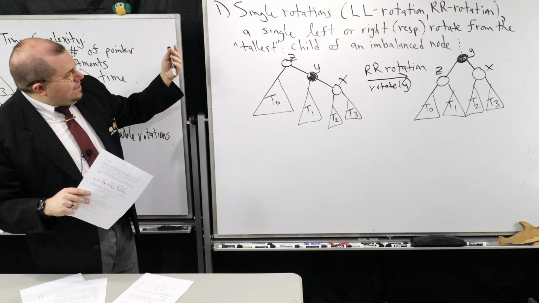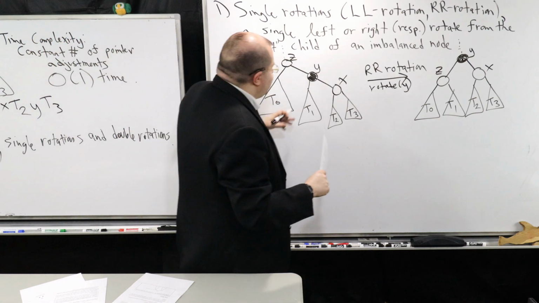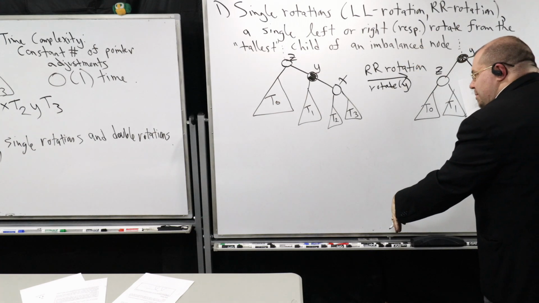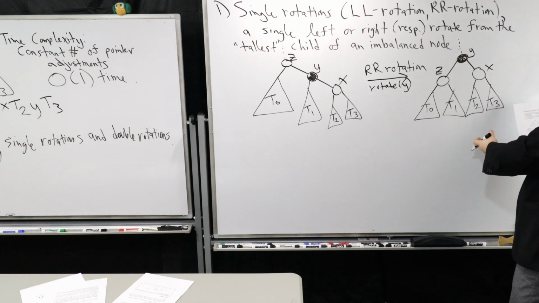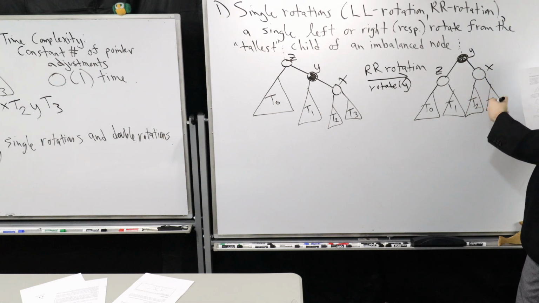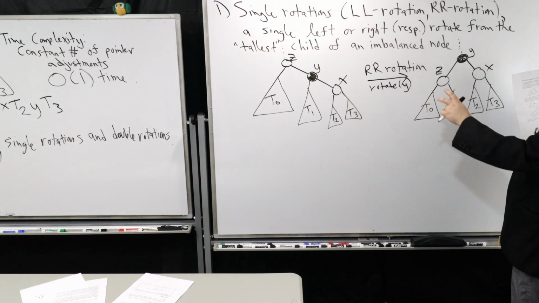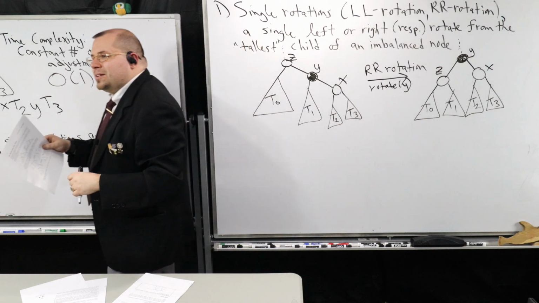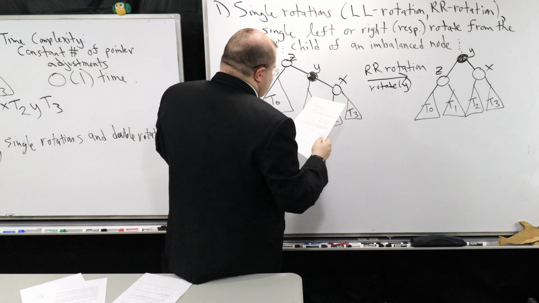So that's the RR rotation. All it does is rotate on Y, so it promotes Y and demotes Z. Everything else that comes up with Y, like X, will come up with it, and I'm going to have to trade over T1. So T1 is going to go over to hang out with Z. Think of it like playing hot potato. I'm just moving it on over.